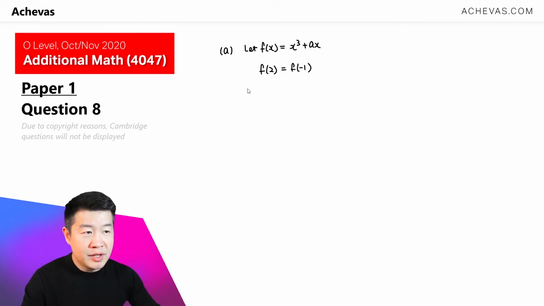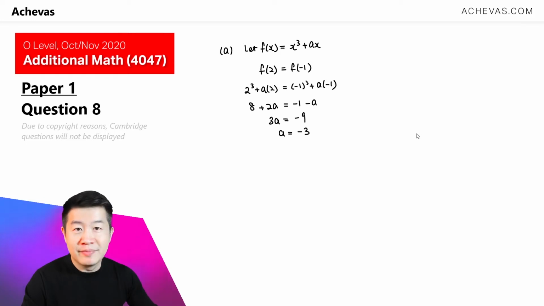So f(2) will be 2 to the power of 3 plus a times 2. This is going to be equal to (-1) to the power of 3 plus a times (-1). So we have 8 plus 2a is equal to minus 1 minus a. Bringing this over to the left-hand side, this is 3a. This is equal to minus 9, and we will be able to solve for a. a is going to be equal to minus 3.